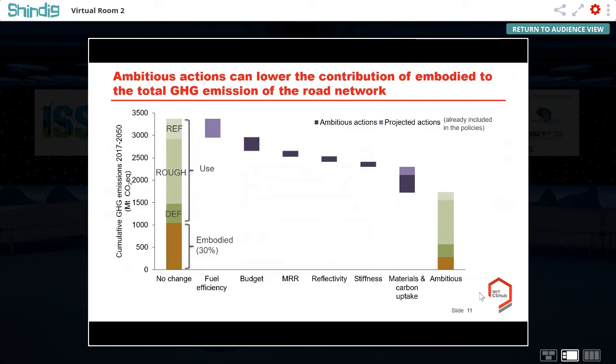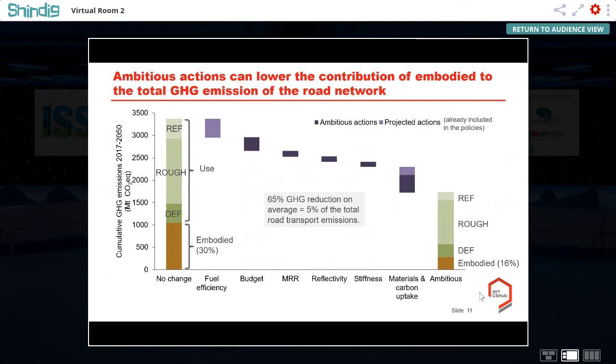On the other hand, we have some dark purple solutions related to our ambitious actions and projected actions. Those are already included in the policies, for example, fuel efficiency or some of the materials improvements and replacements of recycled content. But all in all, we could reduce almost 65% of the lifecycle GHG emissions of the pavement network, which is equivalent to 5% of the total road transport emissions during this analysis period.